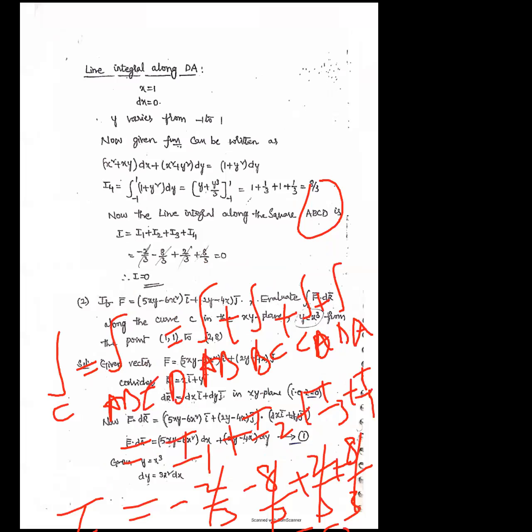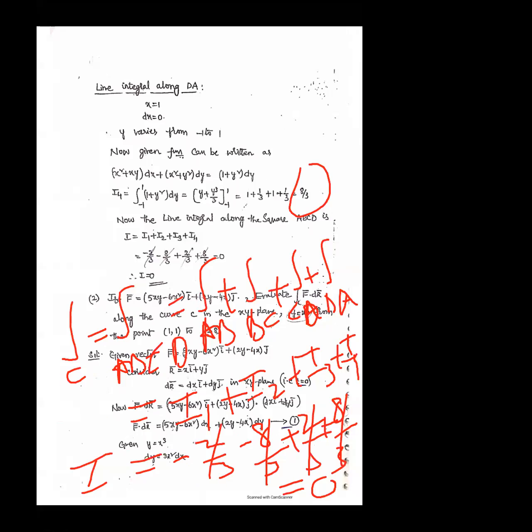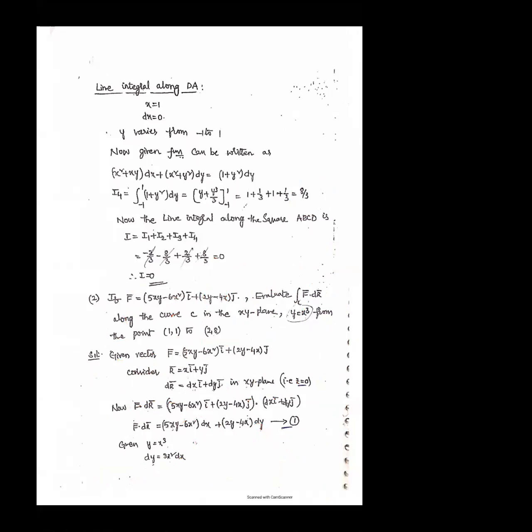Next, we are discussing problem number 2. The statement of the second problem is: if f bar equal to (5xy minus 6x square) i bar plus (2y minus 4x) j bar, evaluate the line integral of f bar dot dr bar. It is the standard line integral formula. The line integral formula means line integral f bar dot dr bar.